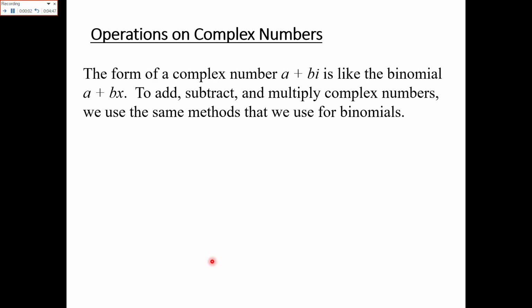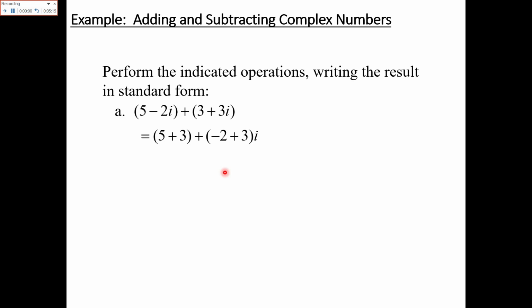Operations on complex numbers. Various operations that are performed upon the real numbers can also be performed upon the complex numbers. The form of complex numbers a plus b iota is like the binomial form a plus bx. To add, subtract and multiply the complex numbers, we use the same method that is used for binomials.